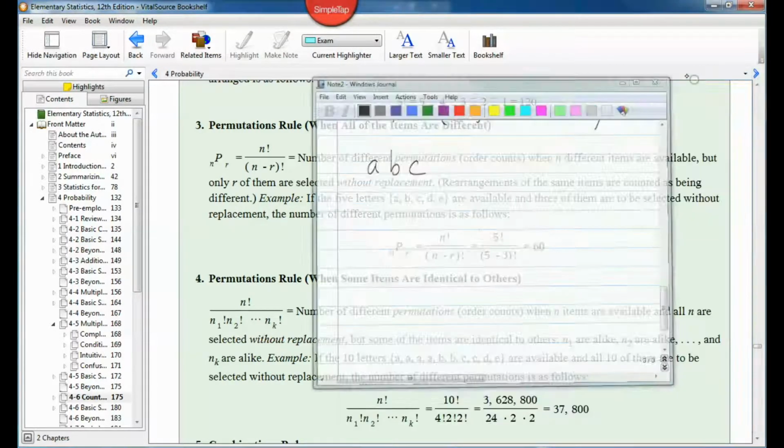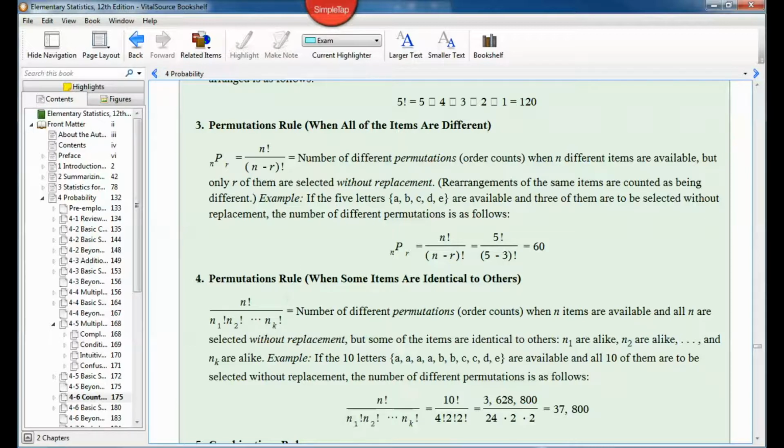Now, this second rule here is if some of the items are identical to others. So you say, when would I ever come in contact with a situation like that? Well, what if you had a bag of marbles and say 5 of the marbles were blue and 3 of the marbles were yellow and 6 of the marbles were red, and then we wanted to know the probability that if we selected maybe a set of those? Well, it's going to matter because some of the items are the same.